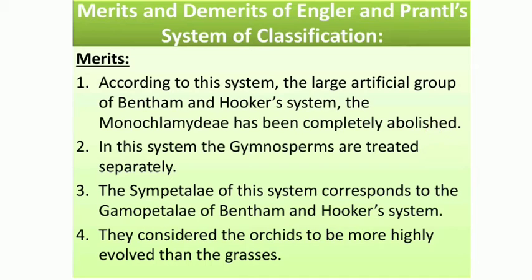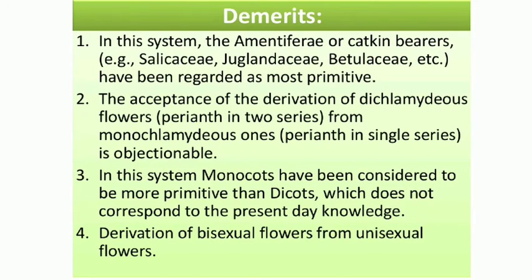Fourth merit, they have considered the orchids to be more highly evolved than the grasses. In Bentham and Hooker system, orchids were considered most primitive, but in this system the orchids were treated more advanced than all other lower plants of the angiosperms. Even then, every system has a demerit. Here also the Engler and Prandtl system has some demerits. We shall see what are those.